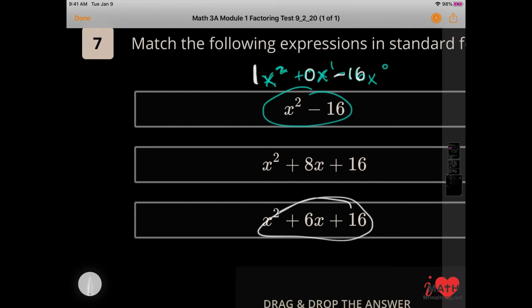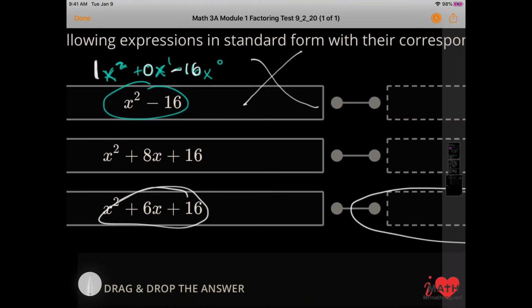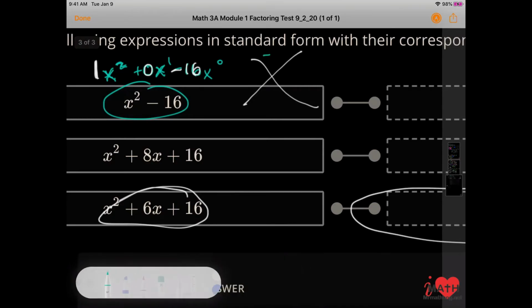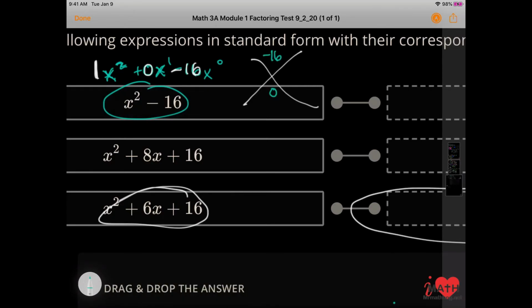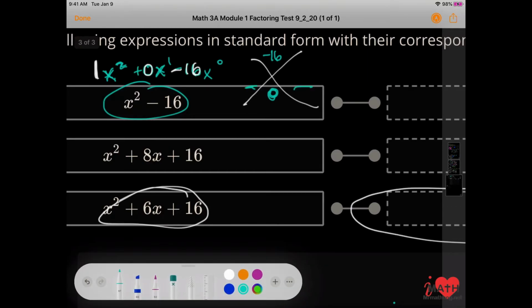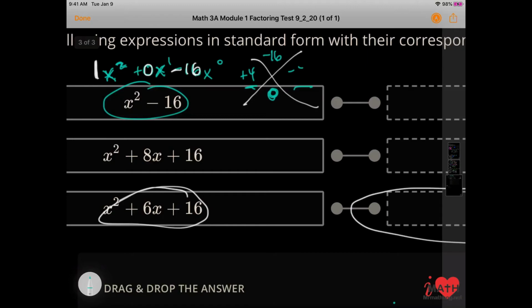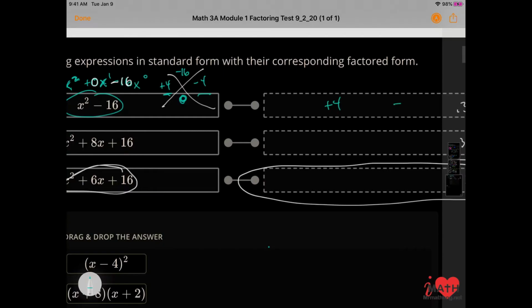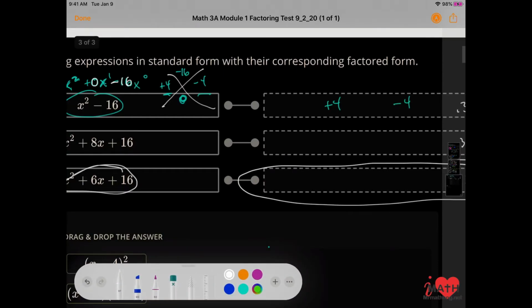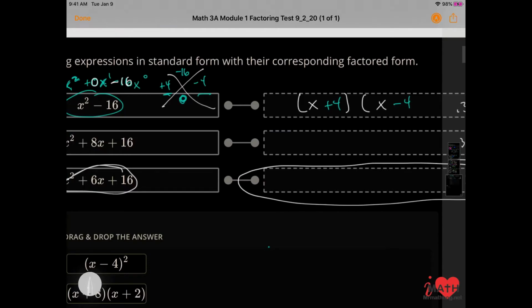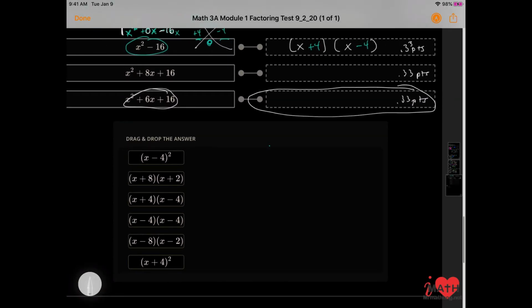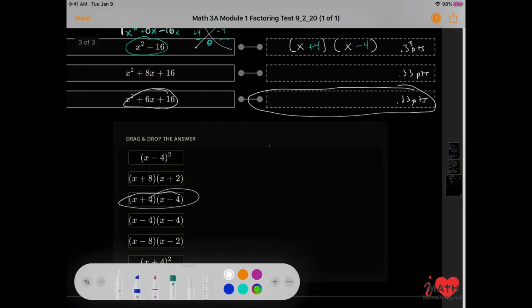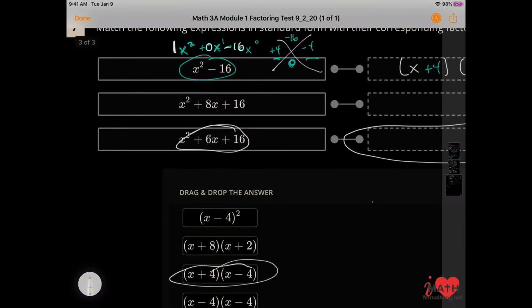So when I do my x method, I have a times c, which is negative 16. My b value is 0. Remember, anytime your b value is 0, the two numbers over here are going to be the same. One's going to be positive, one's going to be negative. So that's going to be a positive 4 and a negative 4. So this would be positive 4, negative 4 that I just got from my x method. And so my answer is going to be this, which is the middle choice right there. All right, let's go ahead and try this next one here.